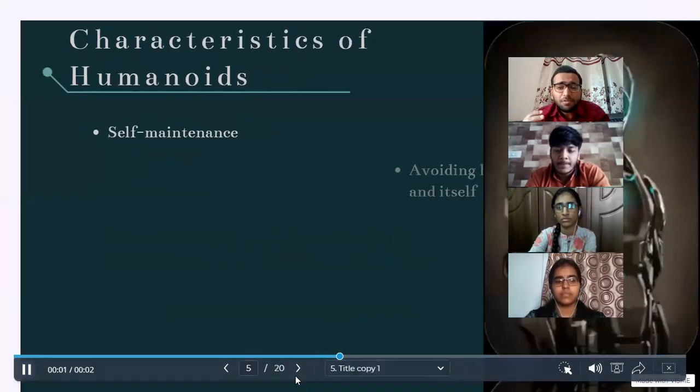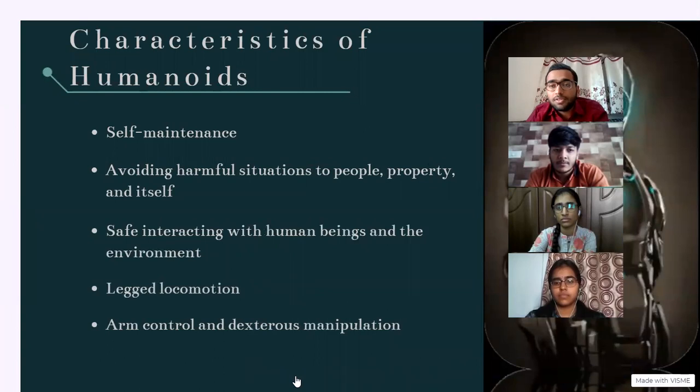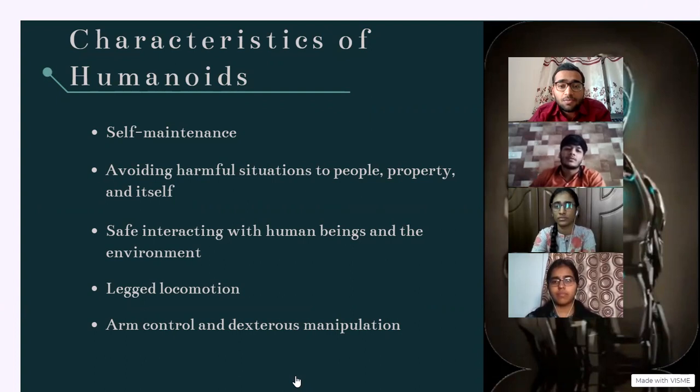So the next slide, what are some of the criteria of humanoid robots? First of all, just a disclaimer, these criteria need not be essential. These are some of the more ideal criteria needed in an ideal robot. A robot should have the facilities of self-maintaining and self-sustaining itself. It should avoid harmful situations with relation to people, property, and itself in that order. It should have safe interactions with human beings and environment. It should facilitate legged locomotion. It should have dexterous and very precise arm control.